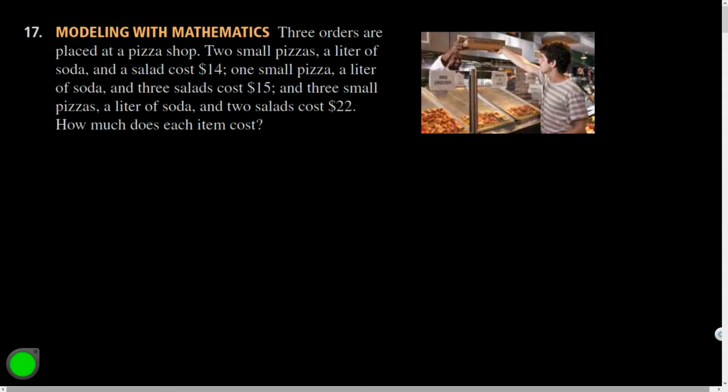Going over the homework, solving systems of equations, word problem edition. I'm going to do these out, at least do the setup, defining the variables, writing the equations for you. And so here we go. Question 17. It's about pizza.